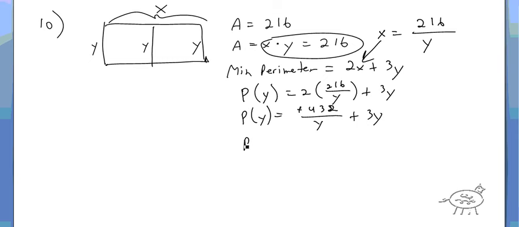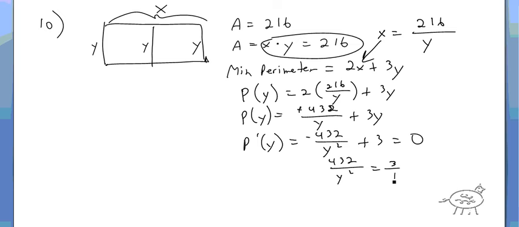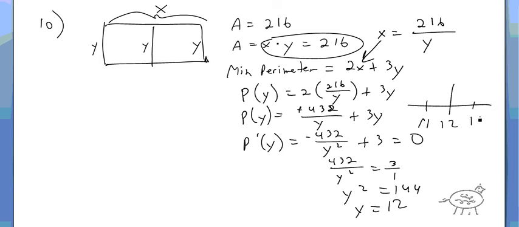All right, then we're going to take the derivative. So P prime of y, using the quotient rule, turns out to be negative 432 over y squared plus 3, and then we set that equal to 0. Okay, so we get 432 over y squared equals 3 over 1. We cross multiply and we get y squared equals 144. So y equals 12. Okay, we do our interval testing, 11 and 13. This gives us negative and positive. So this guy right here is a minimum value.